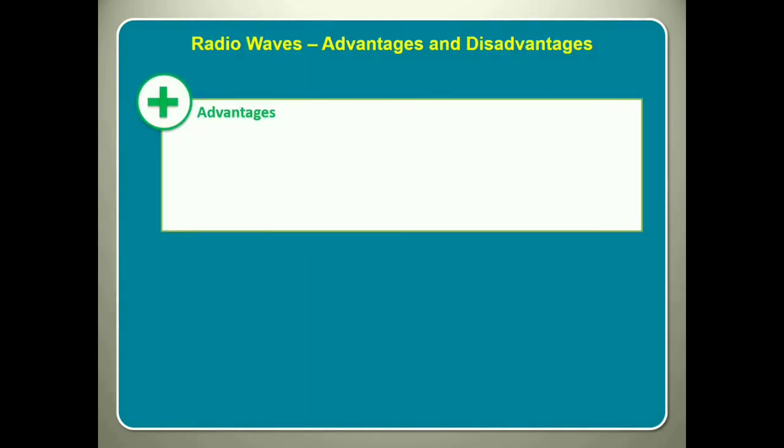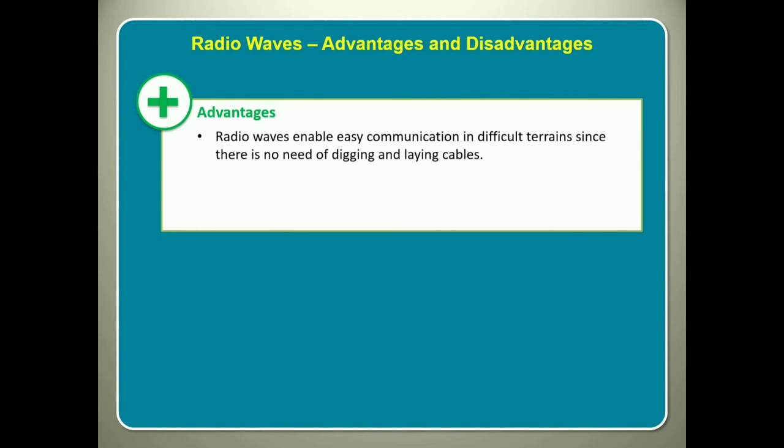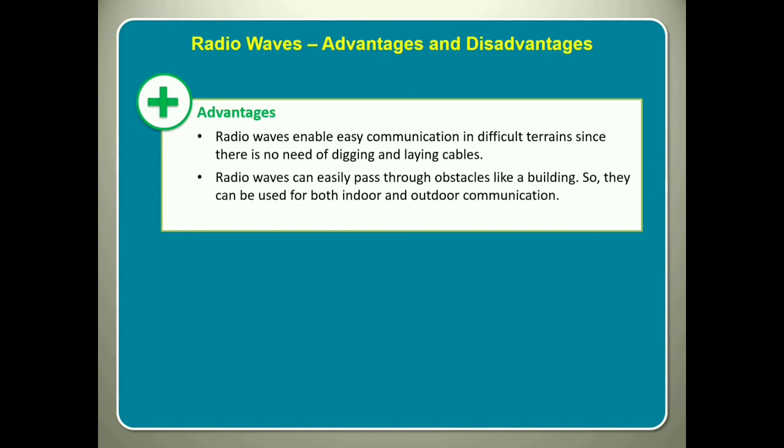Advantages of radio waves are: radio waves enable easy communication in difficult terrains since there is no need of digging and laying cables. Radio waves can easily pass through obstacles like a building, so they can be used for both indoor and outdoor communication. Radio waves can travel through long distances in all directions.